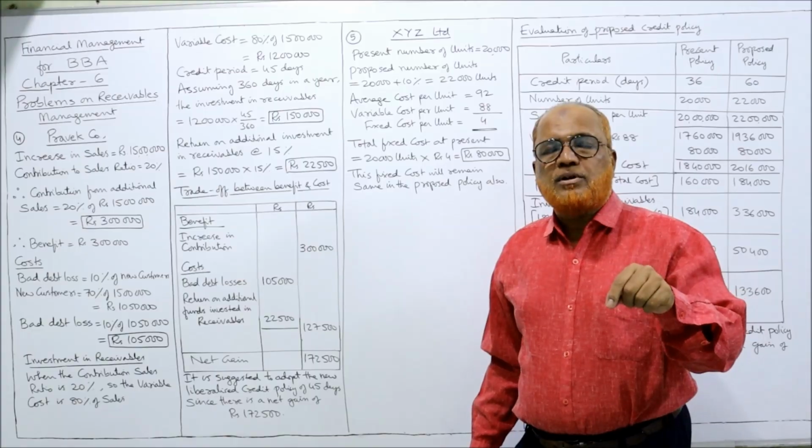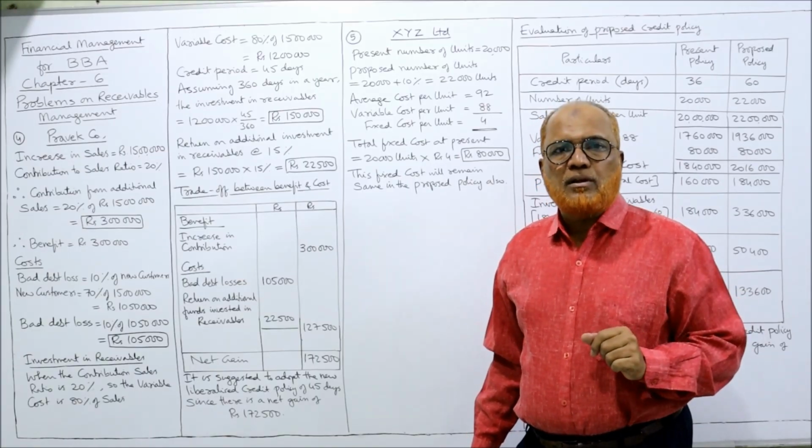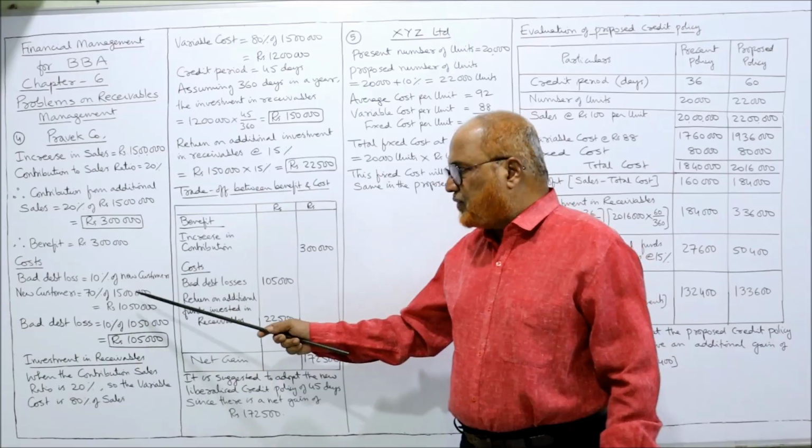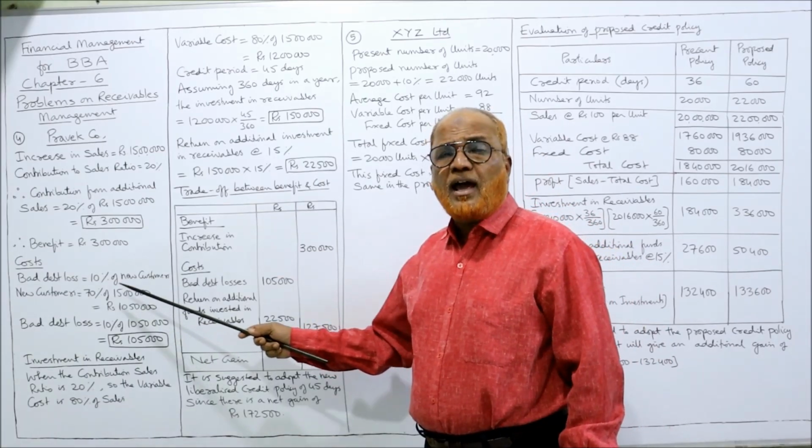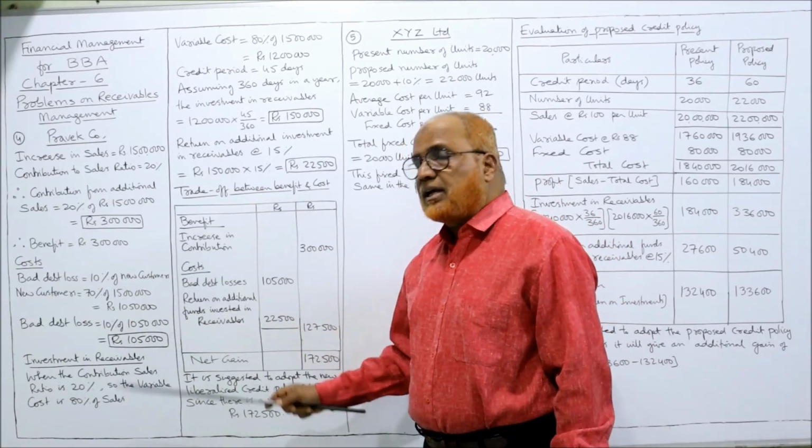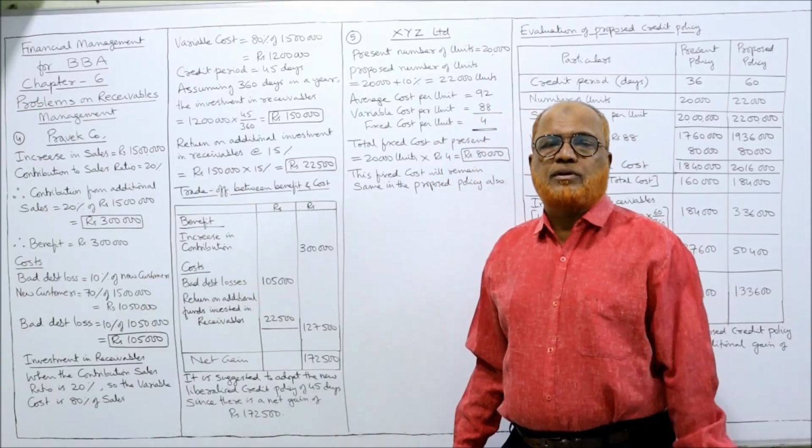How much are the new customers? 70%. It is given in the problem. So total sales are 15 lakh. So 15 lakh ka 70%. It comes to 10 lakh 50,000 are the new customers.